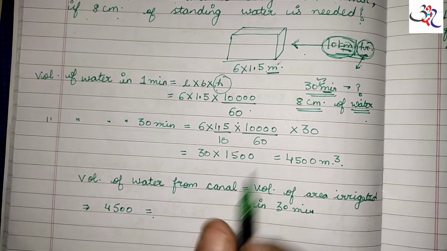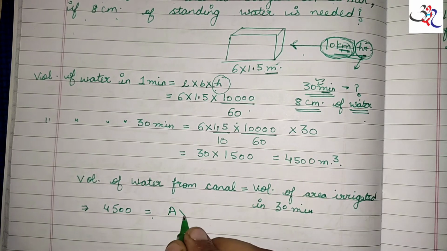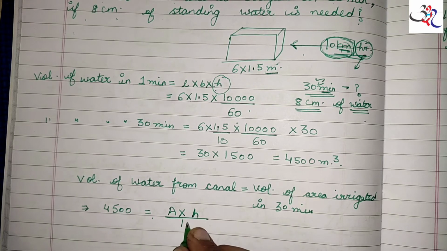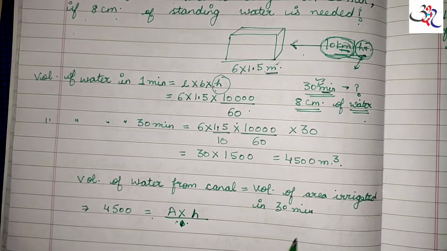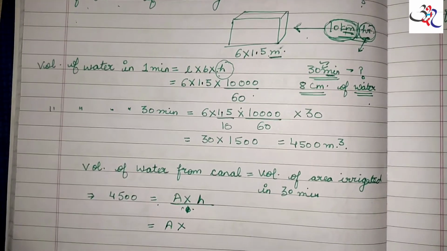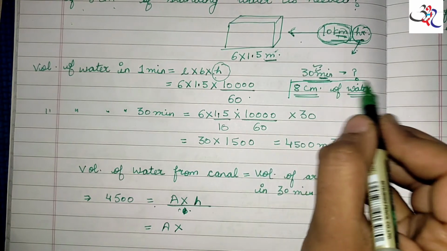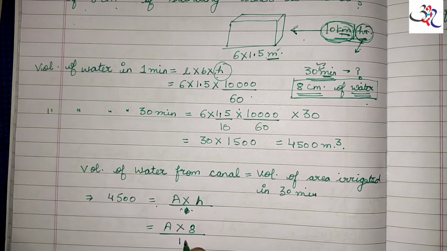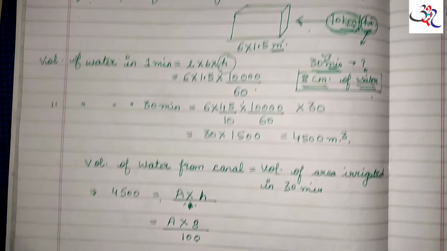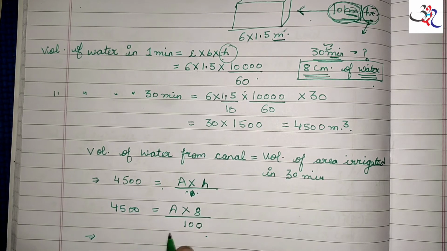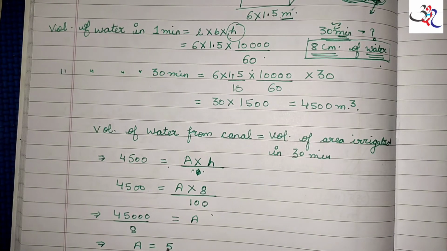Now let us suppose the volume is given by area into height. Area we do not know, area we have to find out, and height is what? It is given to us as 8 centimeter of standing water. Height is 8 centimeter. To convert it into meter, I am dividing it by 100. So after solving this value, area will be equal to 562,500 meter.